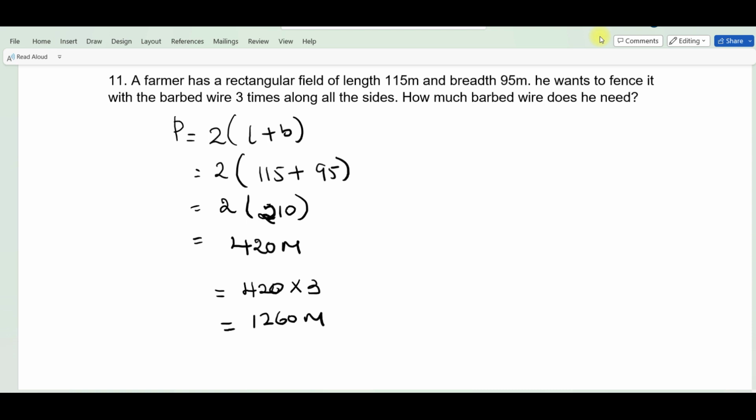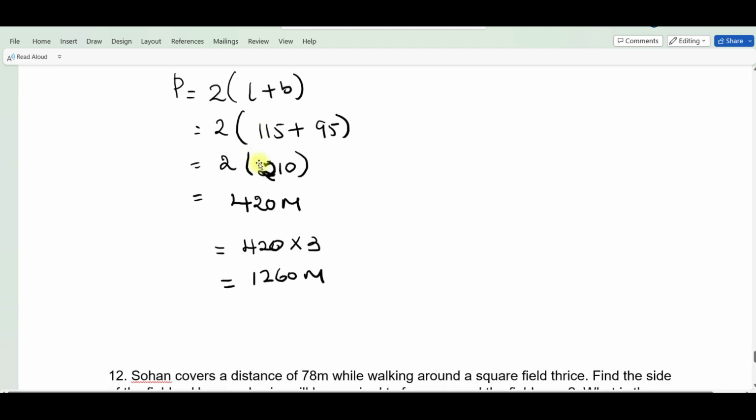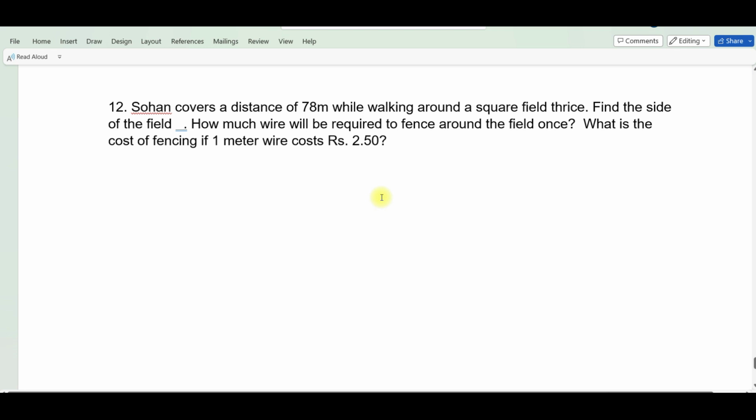Okay. So the last question, that is the 12th question. So let us understand what the 12th question is. Here Sohan covers a distance of 78 meters while walking around a square field thrice. Find the side of the field. How much wire will be required to fence around the field once? What is the cost of fencing if 1 meter of wire costs 2.5 rupees?